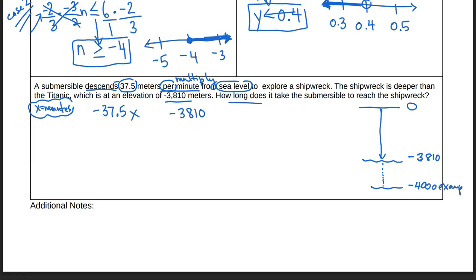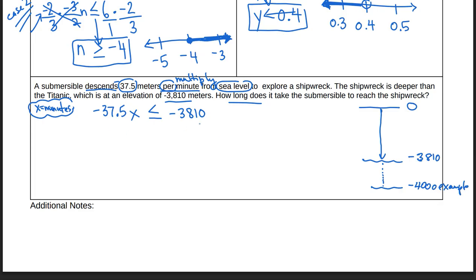I'm not saying that's the answer, right? But let's say if it's going to get deeper, this number is actually going to be further away from 0, which means it's getting more negative. And if it's getting more negative, that means that this has to be less than or equal to negative 3810, okay? So we have to pay attention to the signs, right? Because signs are really, really important when it comes to numbers.